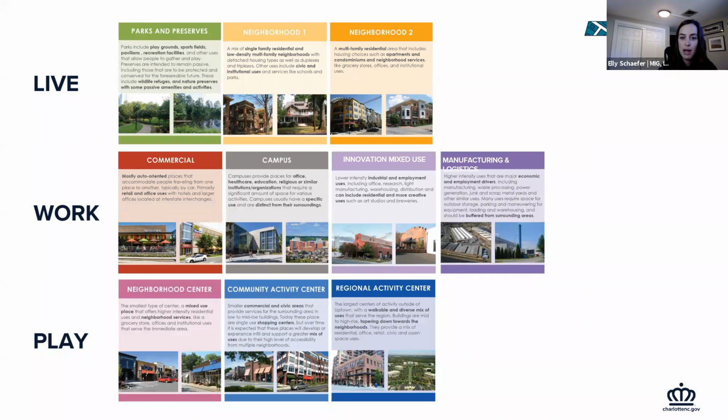So the place types palette itself includes 10 different place types. Those are shown on this page. They generally fall into 3 categories: live, work, and play. There's more detailed information about these on the city's website if you want more background, but generally there's 2 different neighborhood types in the live category, as well as parks and preserves.